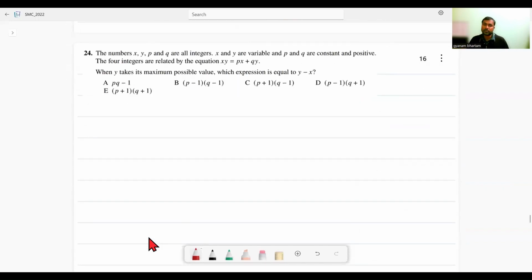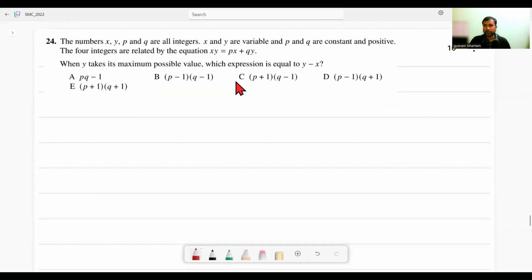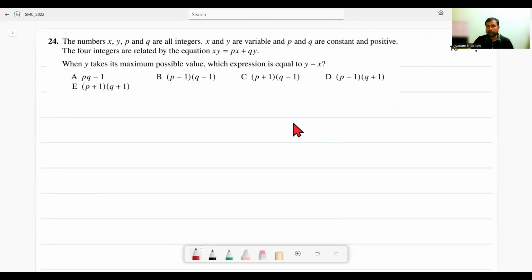Next question. So in question number 24, the numbers x, y, p, q are all integers. x and y are variables, and p and q are positive constants. The four positive integers are related by xy equal to px plus qy. We have to find y's maximum value, and we have to find y minus x.